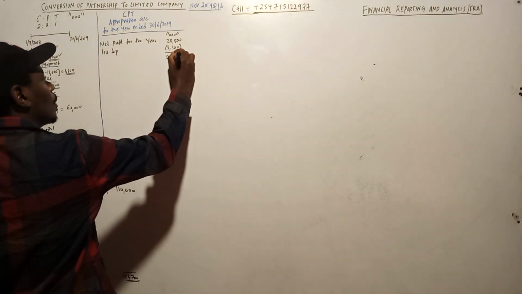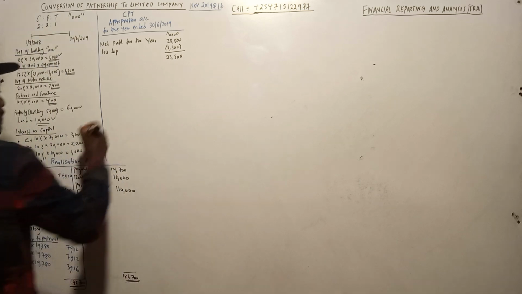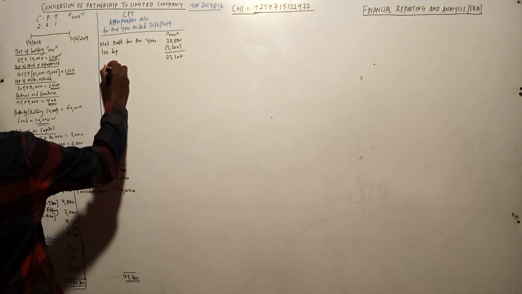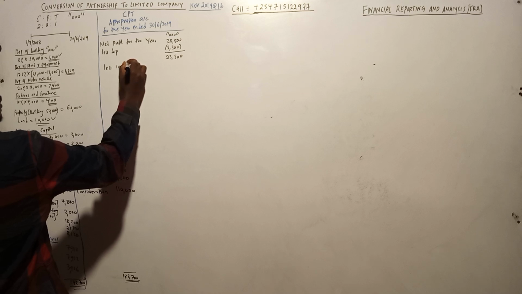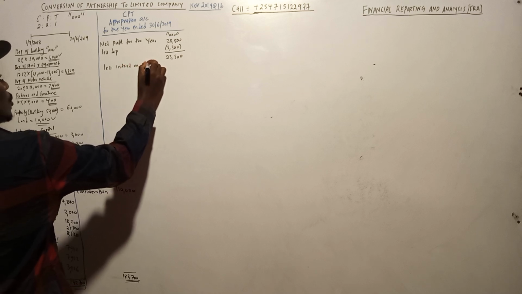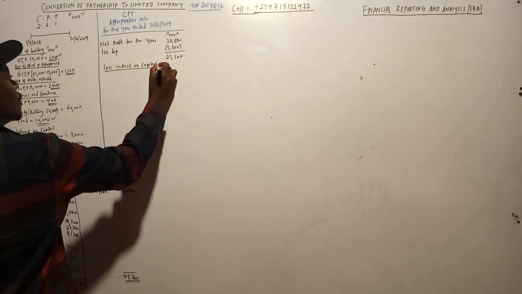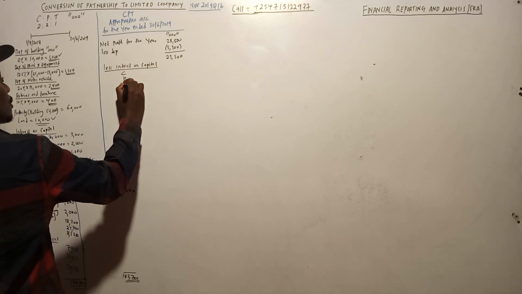Our actual net profit, how much will that be? 28,800 minus 5,300 will be equal to 23,500. Then we share. Before we share, we deduct interest on capital, on the fixed capital, which we had computed, for C, P, and T.